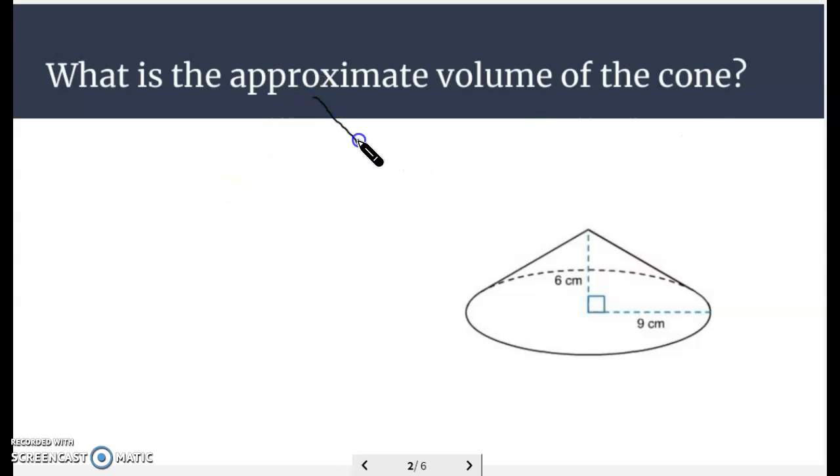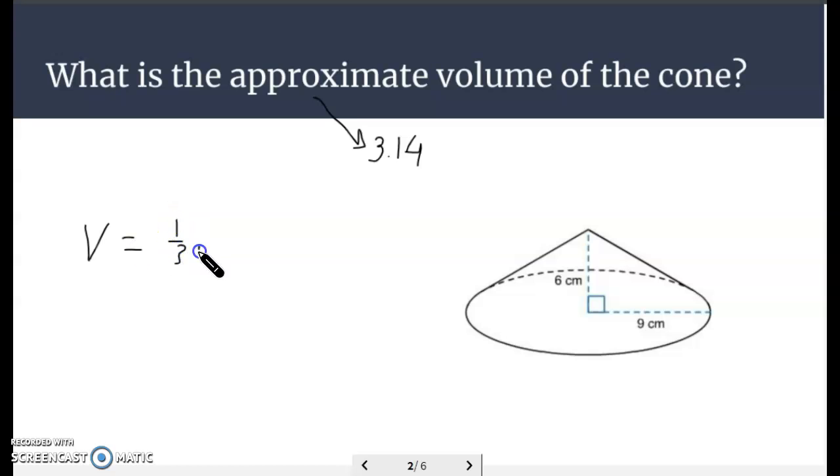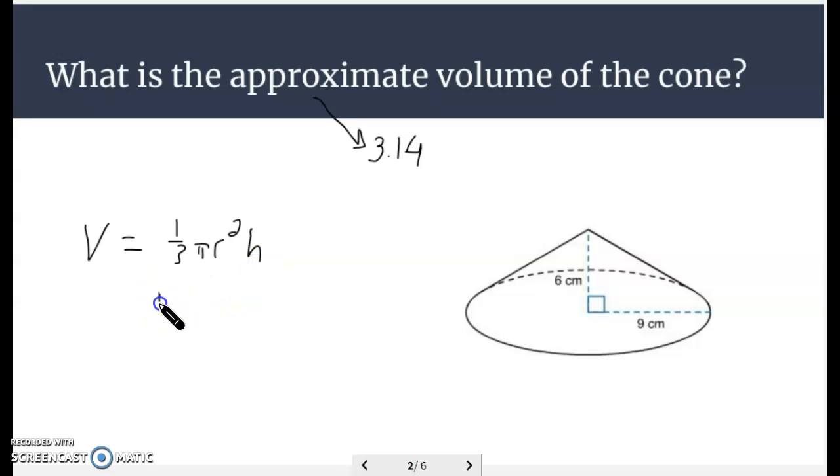Since we're using approximate, that means we're going to figure out the volume of the cone using 3.14 for pi. Alright, so let's go ahead and do that. 1/3 pi r squared h, 1/3 times 3.14 times the radius. In this problem, the radius is 9, and then the h, the height, is 6.